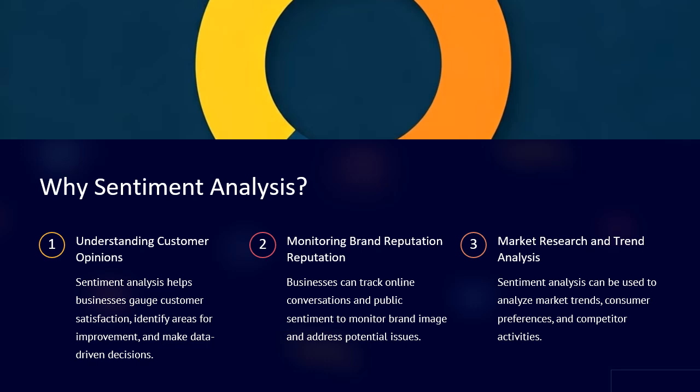Brand reputation management. In today's digital age, managing brand reputation is more important than ever before. By keeping track of what customers are saying, both positive and negative, businesses can respond quickly to any issue that arises, thereby reducing the impact of negative feedback.